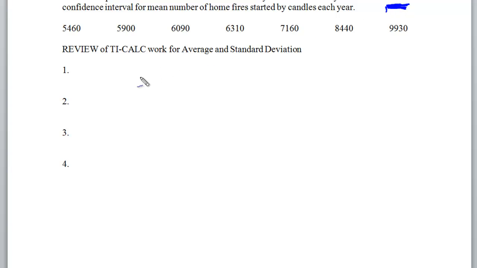All right, now you'll notice that we need a couple things for our problem here. We need our sample average. We need our sample standard deviation. Our confidence interval is 99%, which I'm going to grab from the table. Our sample size is n, which is 7 in this case, because we got 1, 2, 3, 4, 5, 6, 7 pieces of data. So our degrees of freedom is going to be 6.